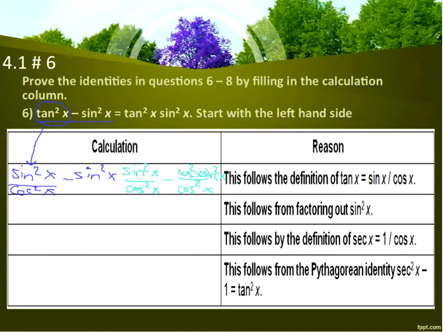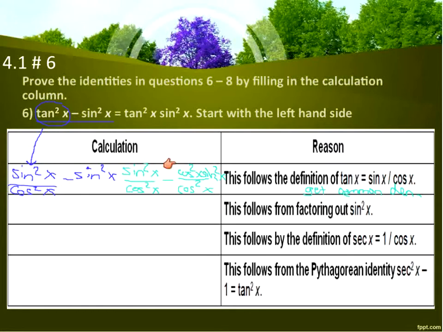Okay, so my first two steps that I did is I replaced my tangent with sine over cosine, and then I'm also going to put that I got common denominators. Okay, so the next step, the reason they're telling us is this follows from factoring out sine squared x. So they're kind of telling us what to do next here.